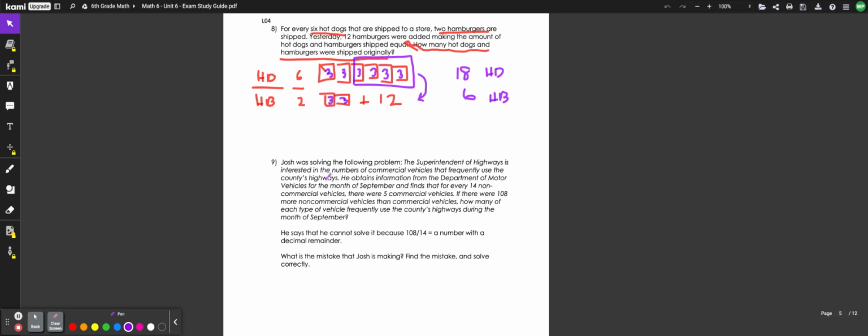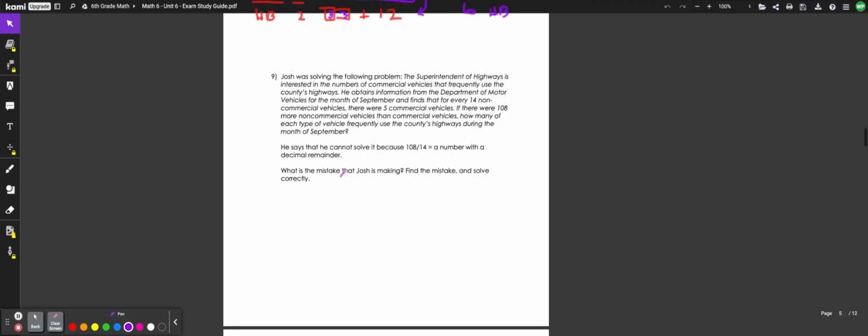Next question. Josh was solving the following problem. The superintendent of highways is interested in the number of commercial vehicles that frequently use the county's highway, and he obtains information from the Department of Motor Vehicles from the month of September that finds for 14 non-commercial, so we're going to say non-commercial, there were 5 commercial. So we have 14 and 5.